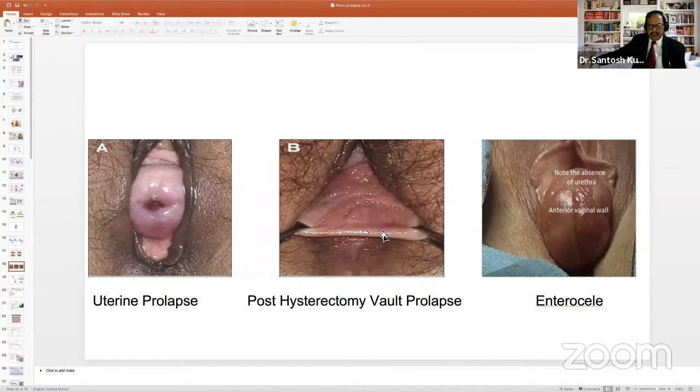And this is a picture of post-hysterectomy vaginal wall prolapse. Vaginal wall prolapse can present with enterocele also. So you can see the intestine and the thinned-out peritoneum.